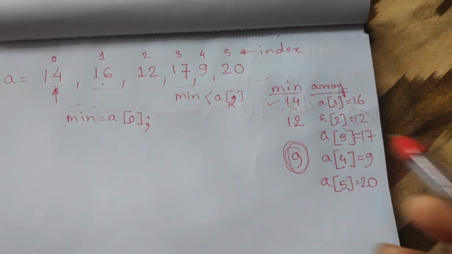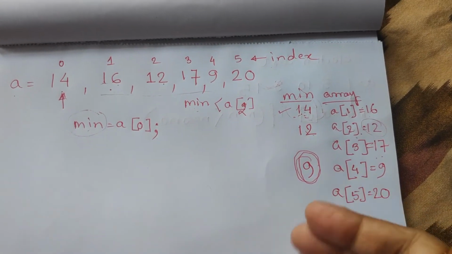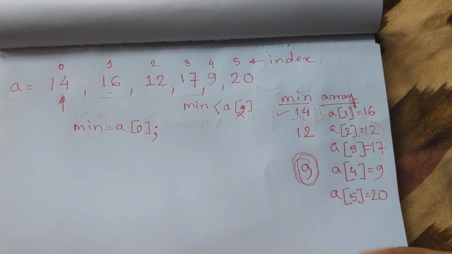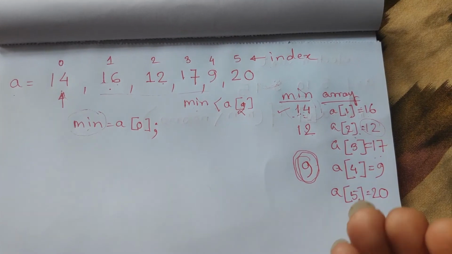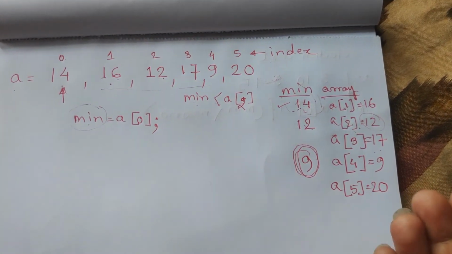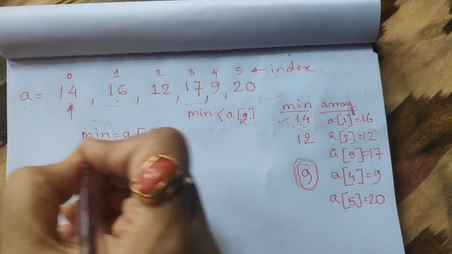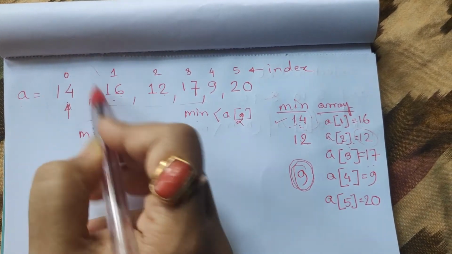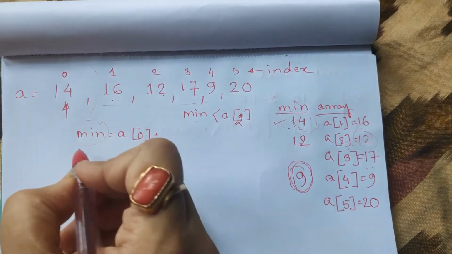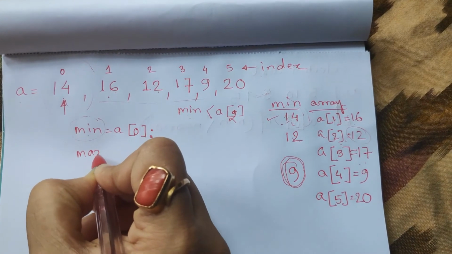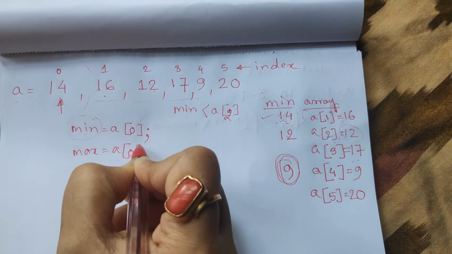Clear? Same thing when you want to find out the maximum of an array, what would we do? We will consider the first element as the maximum number. So we will write max is equal to A0, right?